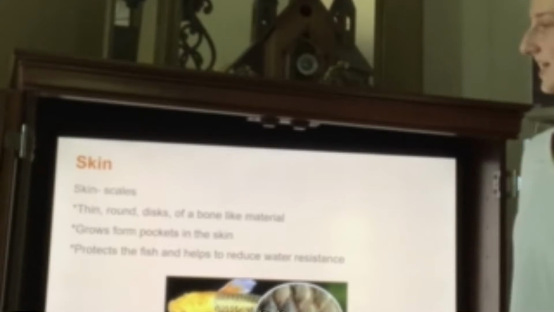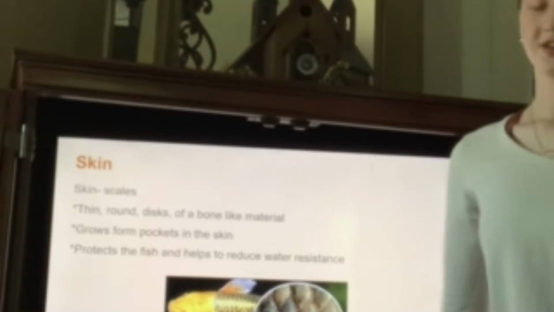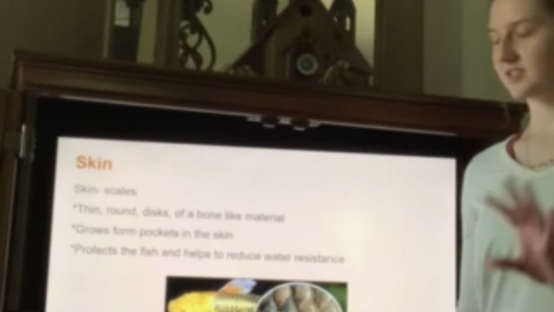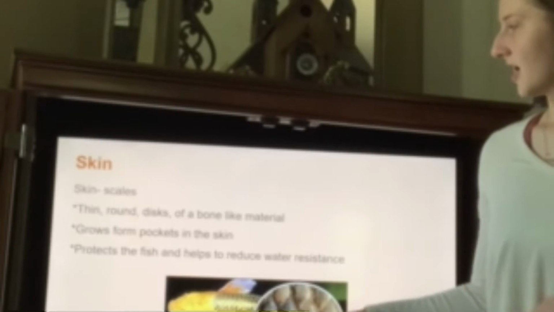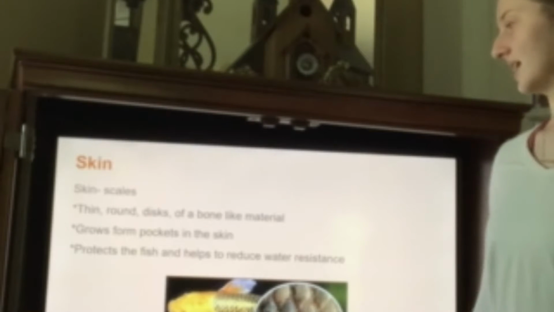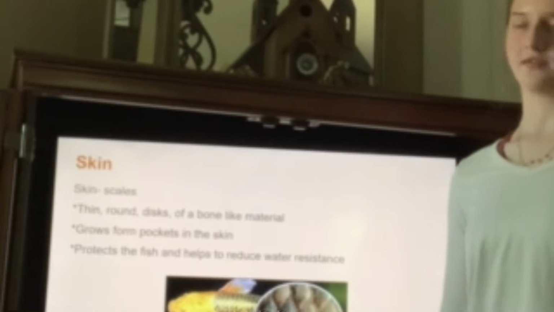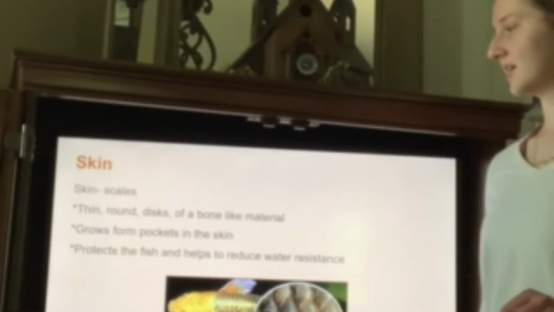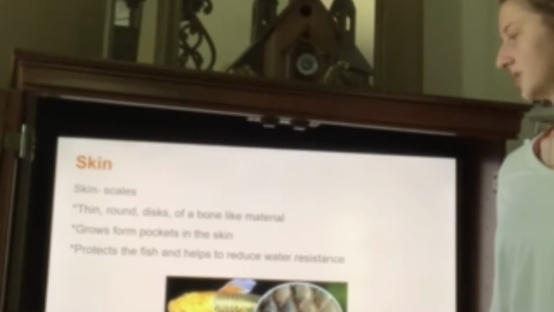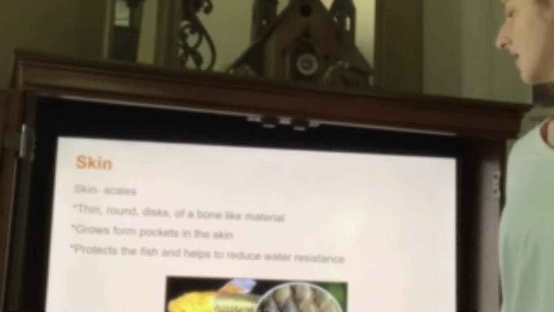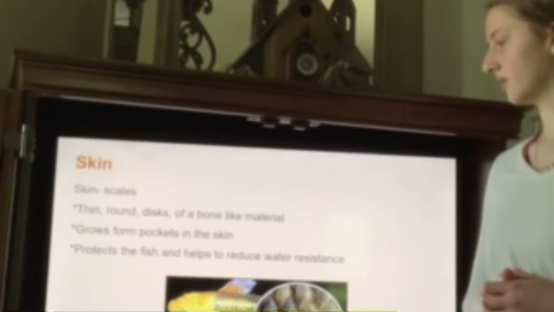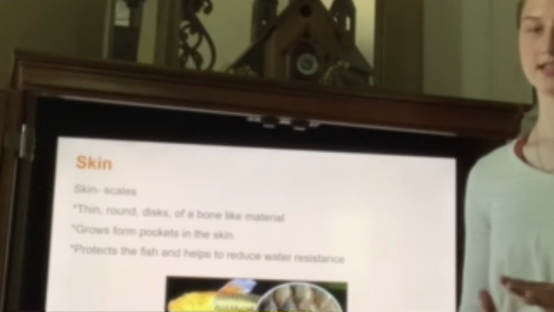Next we have the skin. I'm sure you've seen fish before. They have a scaly kind of skin, as you can see here. The scales are thin, round discs of a bone-like material, so they're very hard. They grow from pockets in the skin, and they protect the fish and help to reduce water resistance. Because of the way they grow, they overlap each other, so it's very hard for water to get into the skin.